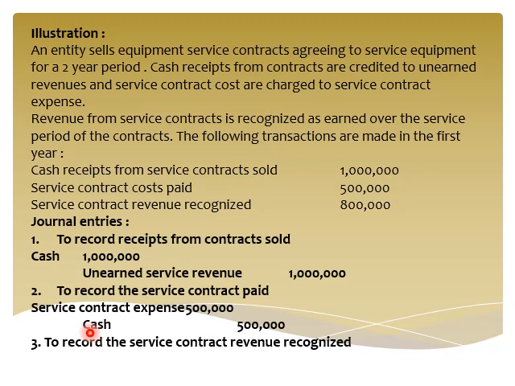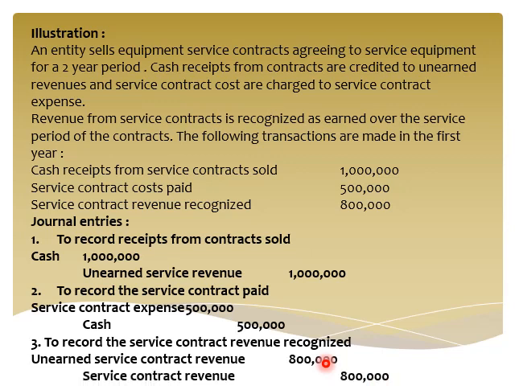So number 3, to record the service contract revenue recognized. So the service contract revenue recognized is 800,000. So to record this, debit unearned service contract revenue of 800,000. So out of 1 million, the service contract revenue recognized is 800,000 only. So, debit unearned service contract revenue 800,000 and then credit service contract revenue of 800,000. So we have a remaining liability of 200,000. 1 million minus 800,000. So, 200,000 remaining liability.